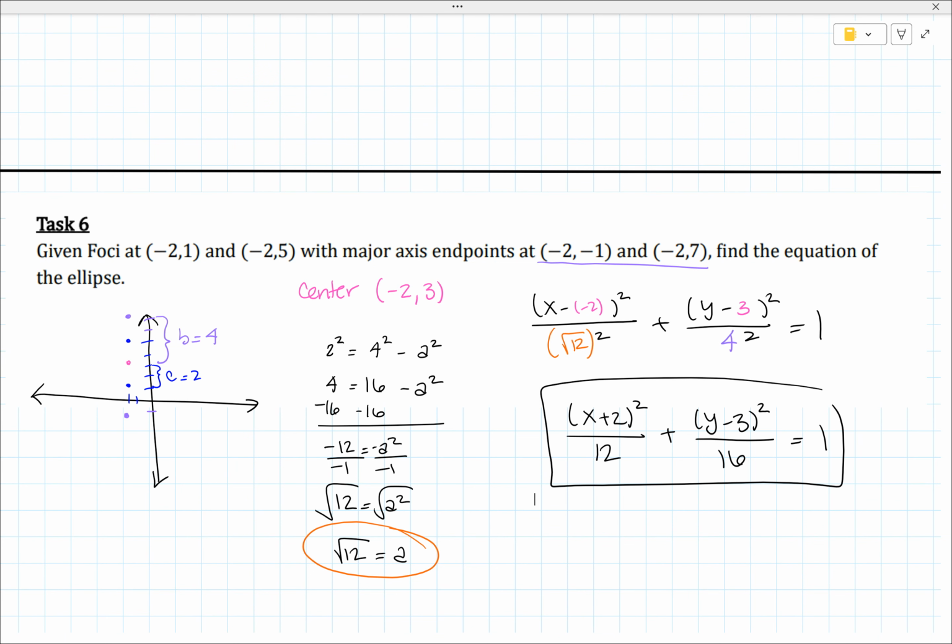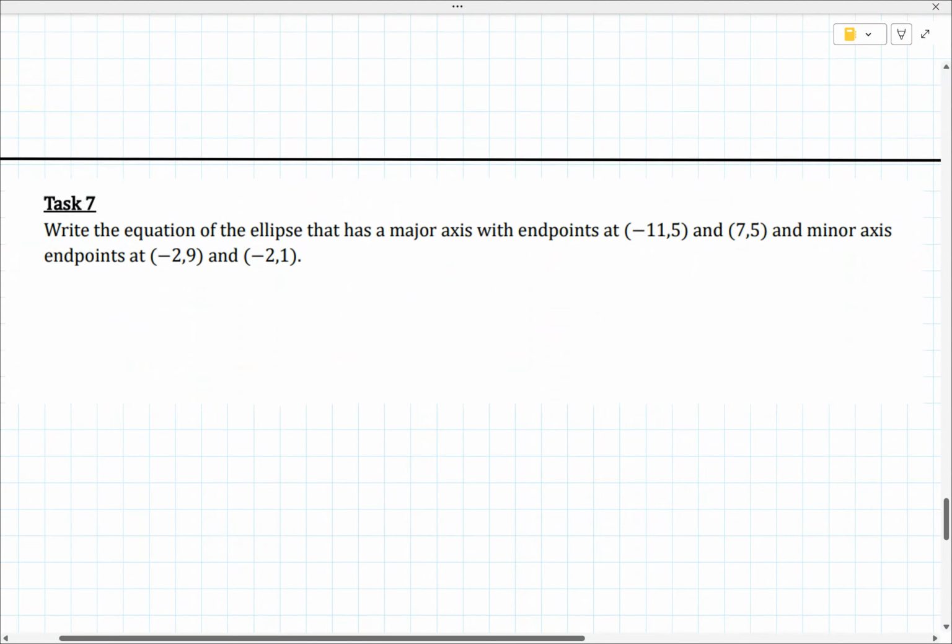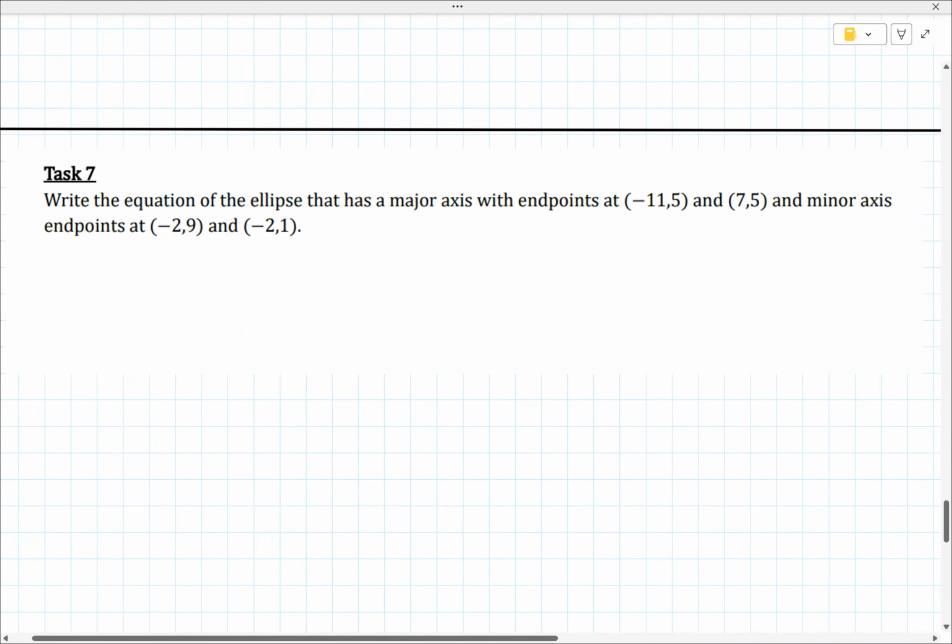All right, I'm going to try one more, and that is task 7. Go ahead and give it a go and then pause and come back.